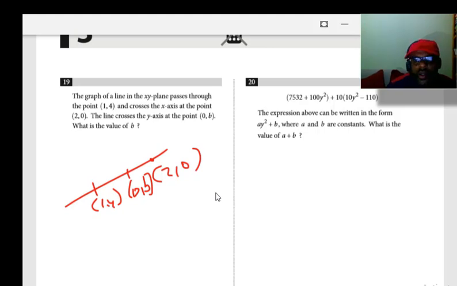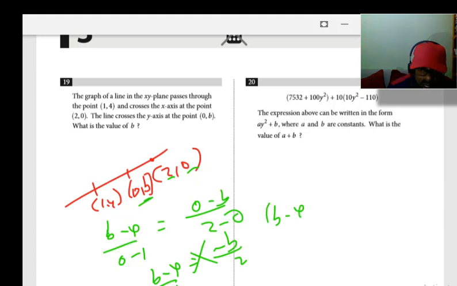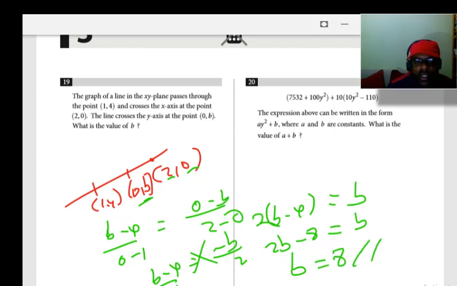Okay, since all three points are on the same line, obviously the slope, the rise over run, will be the same. So I'm going to take b minus 4 over 0 minus 1 is the same as 0 minus b over 2 minus 0. So b minus 4 over minus 1 is the same as minus b over 2. When you cross-multiply, you will have b minus 4 times 2 is the same as minus 1 times minus b. So you have 2b minus 8 is equal to b. So when you work this out, b is definitely 8.